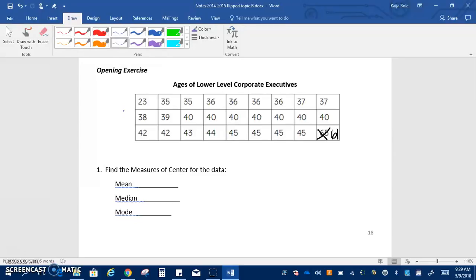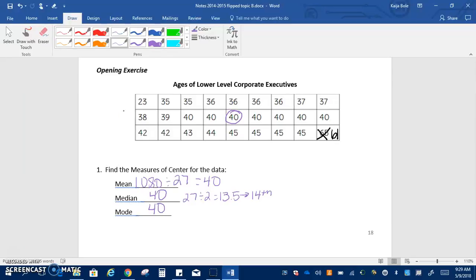Alright, to find the mean, if you added up all the numbers, you'd end up with 1,080, and we have 27 numbers, so we divide by 27, so your mean would be 40. Now to find the median, we have 27 numbers, so if we divide by 2, we get 13.5. So the 14th value is our median, which would be 40. And then our mode is also 40.